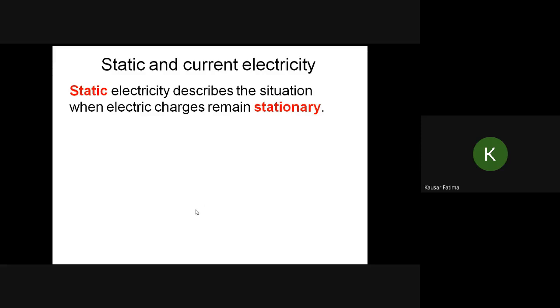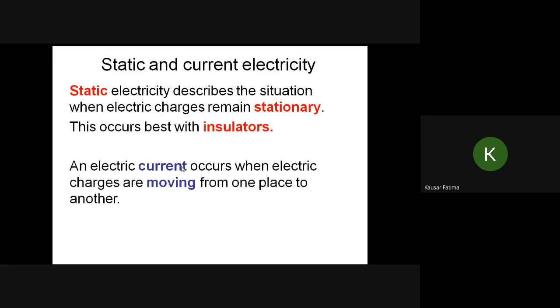Static and current electricity, the major difference: static electricity stands still in the object. Okay, the charges remain stationary on the object. When you rub any insulator, charges remain there on the surface. So insulators will hold the charge for a longer time. Current can flow through the conductors, which cannot flow in insulators.